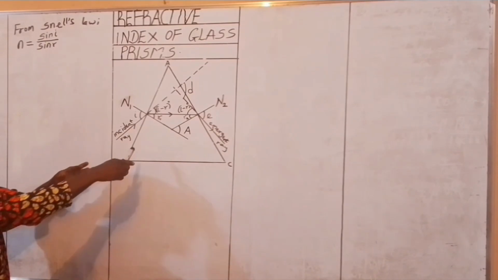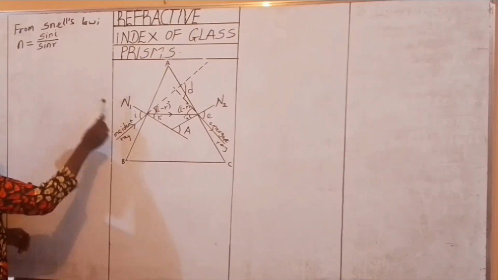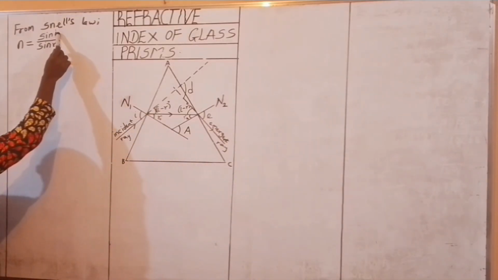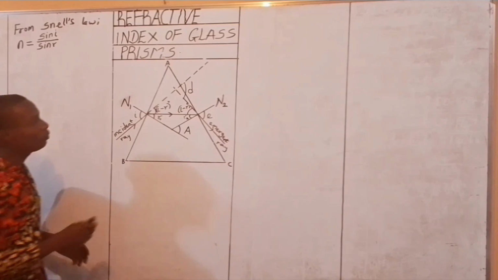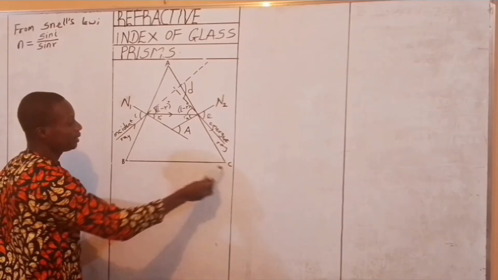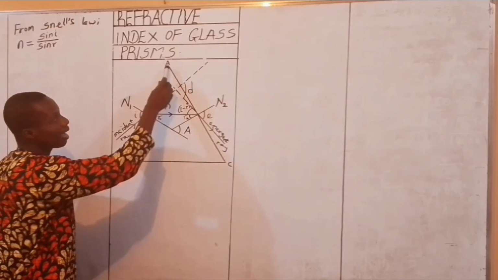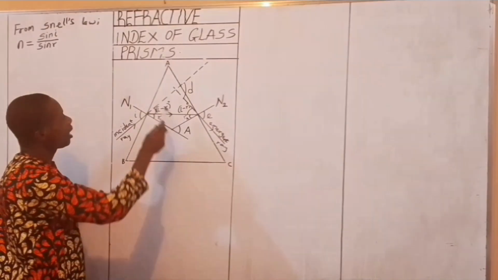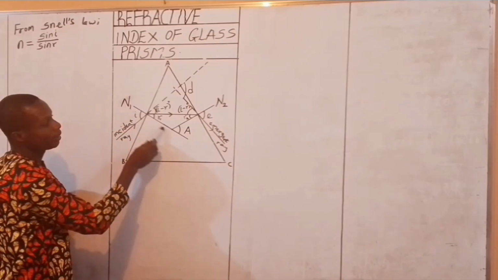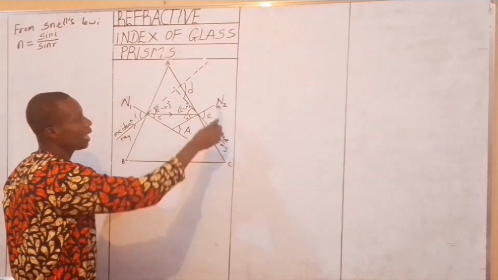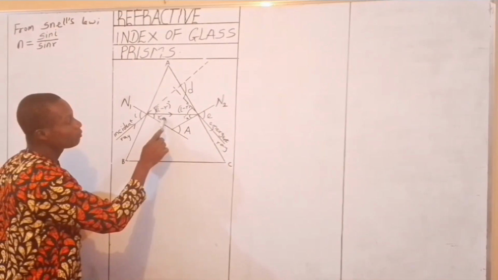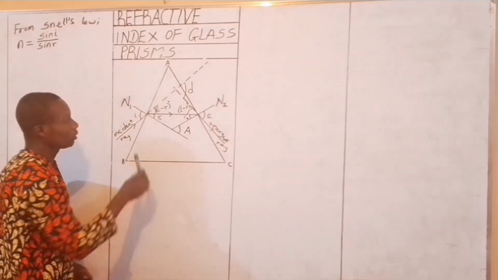Now the idea here is that we want to use the properties of this prism to replace i and r. If you look at the prism ABC, we have face AB and face AC. At face AB, we have the normal N1. At face AC, we have the normal N2. Both of them coincide here. Let's begin from the lower triangle.